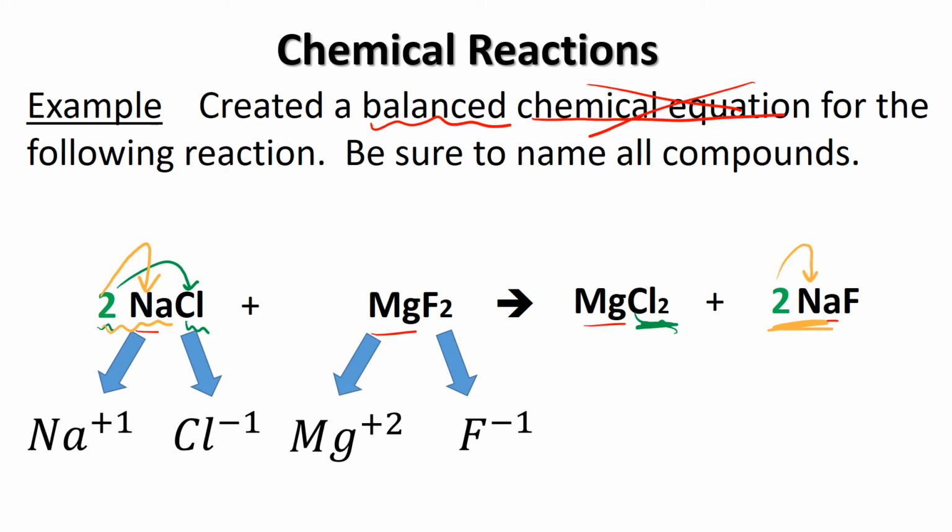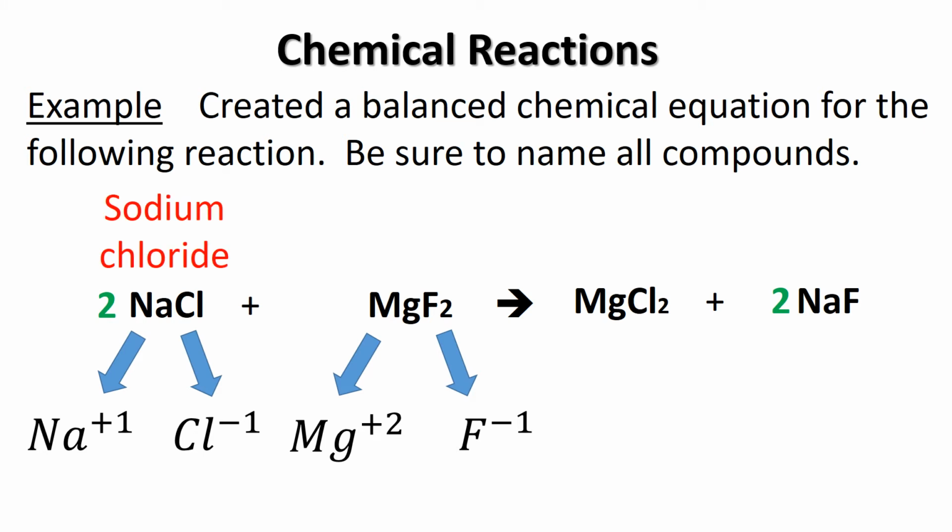We now have 2 sodiums on the right-hand side, and that 2 applies to the fluorine. So we have 2 fluorines, and we actually have 2 fluorines on the left-hand side already. And so when that happens, you know you've balanced it properly. The last thing we need to do is just add our names to this one.